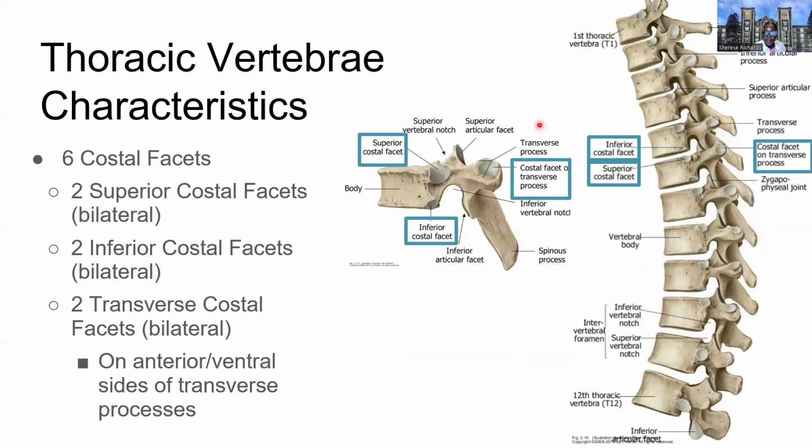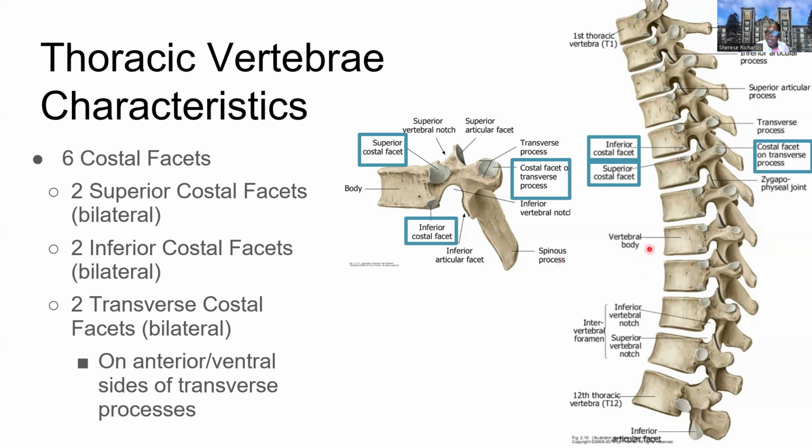Moving to the thoracic segment, these are going to have 6 costal facets. Again, they're going to have 2 additional facets that articulate with the ribs in this region. So 2 superior costal facets on each side and 2 inferior costal facets on each side that will create an attachment for the head of the rib. Okay, we're also going to talk about the ribs, and we're going to talk about the head of the rib as well.